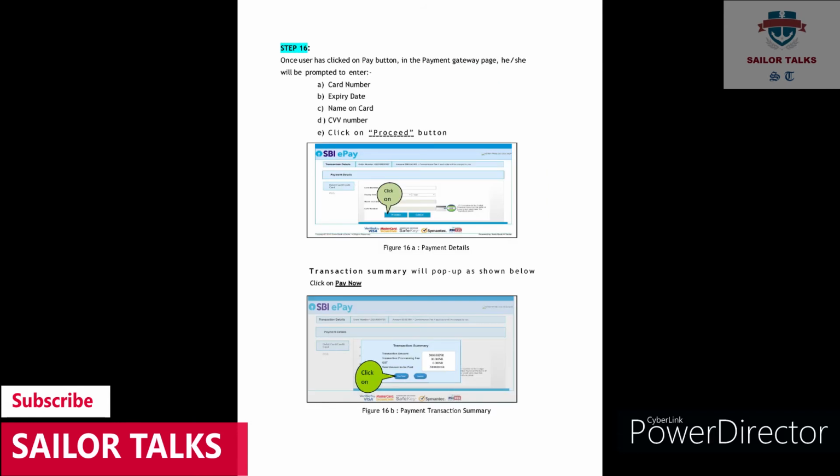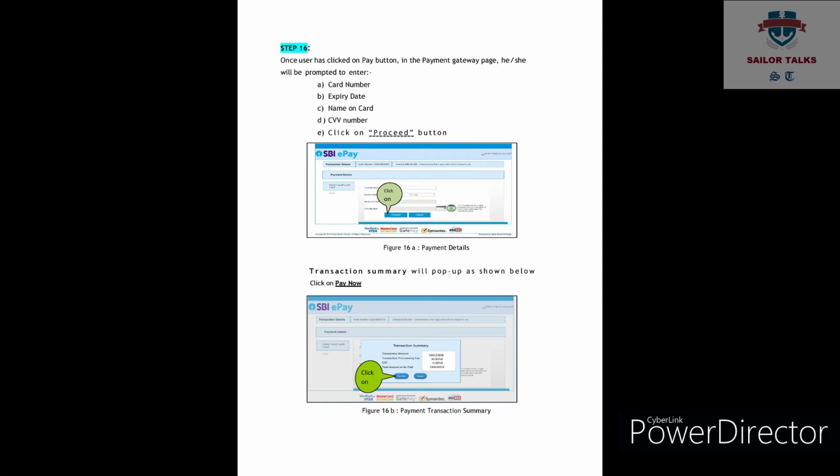After that, this will take you to the payment gateway. You enter your card number, your card expiry date, your name on the card, your CVV number, then click on proceed. After that, this will give you some information: transaction amount, transaction processing fee, GST, total amount to be paid. Then click on pay now.